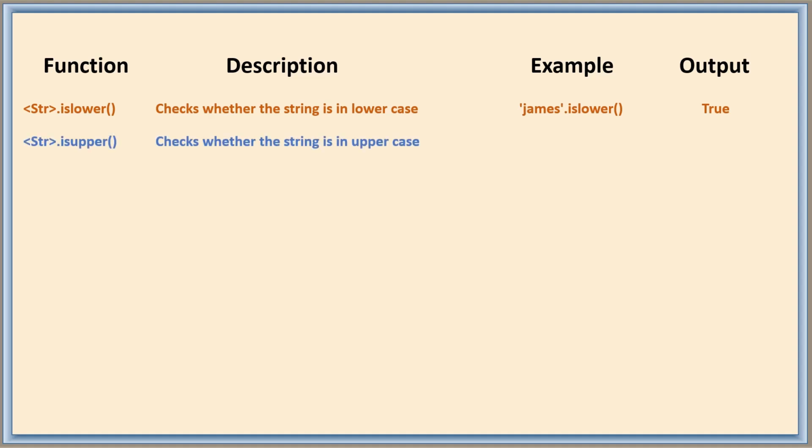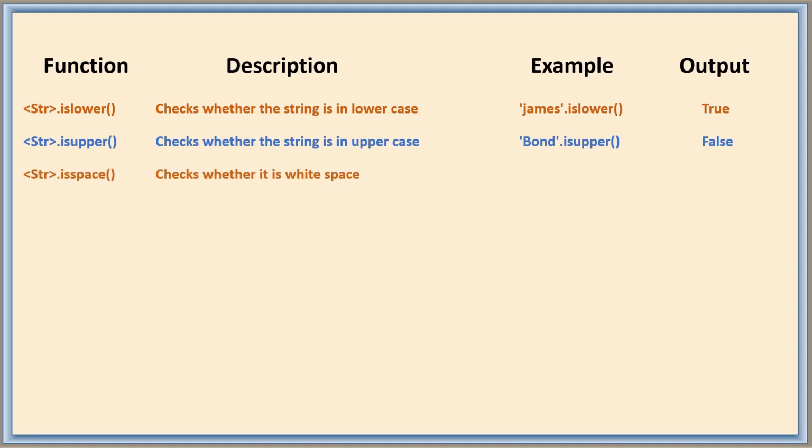Similar way, we can also have isupper. It will check whether all the characters in the string are in uppercase or not. Bond isupper. See there, one is capital, all others are small, so it returns false. Only in the case where all the characters are in uppercase will it return true.